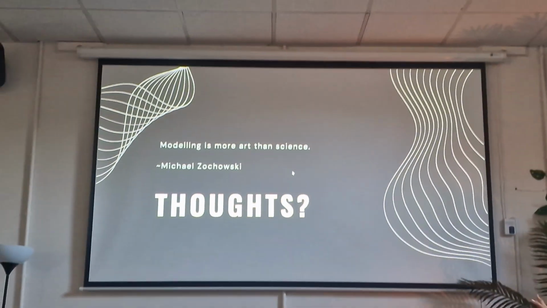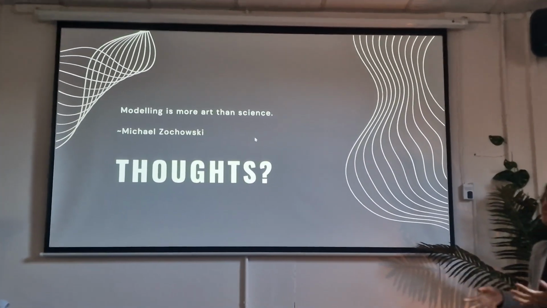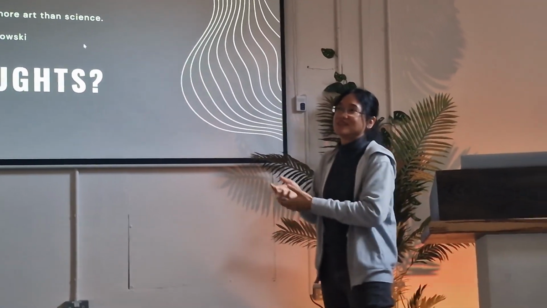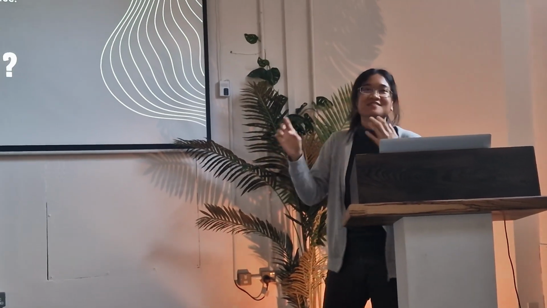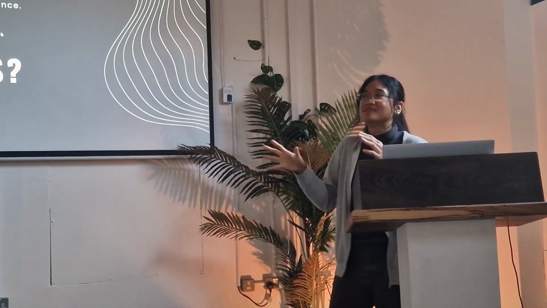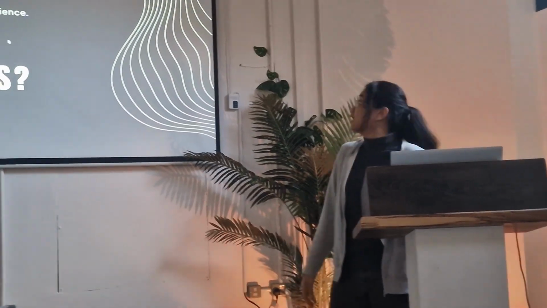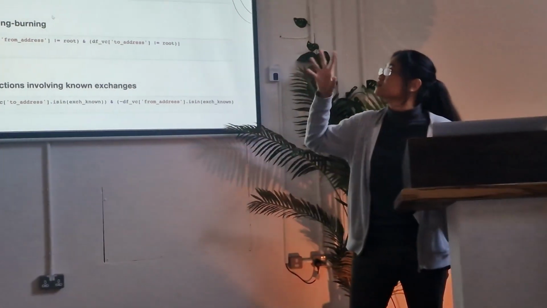And this is basically a summary, because modeling this kind of valuation is more of an art than a science. As I showed you before, it has the assumptions, and it has the velocity that was derived from the stablecoins if you don't have the token yet. And this is the example of the code I used in Python.